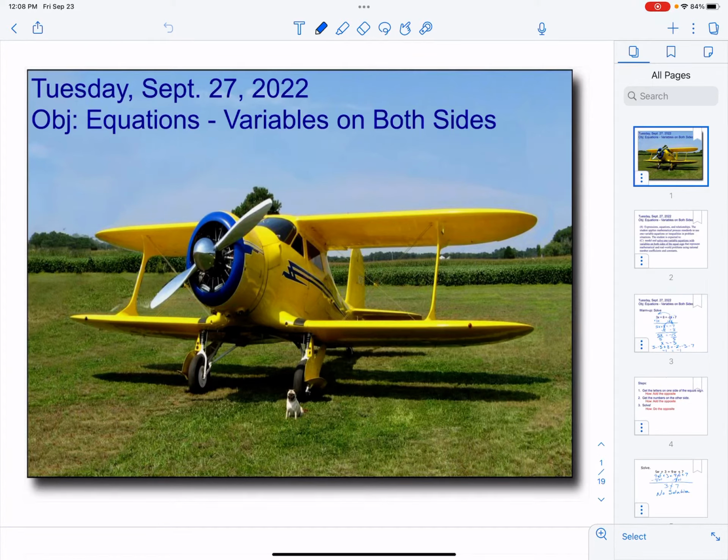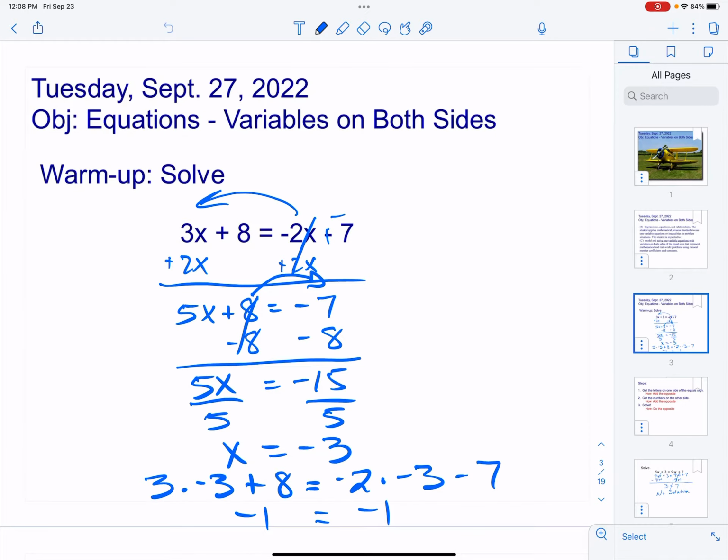Hello class. So we're back again talking about equations with variables on both sides. This is the second half of the lesson that I told you we were going to look at. Let's review the first half real fast and then we'll move on into the second step. So we know that we're talking about equations with variables on both sides. This was one of the examples that we worked yesterday.